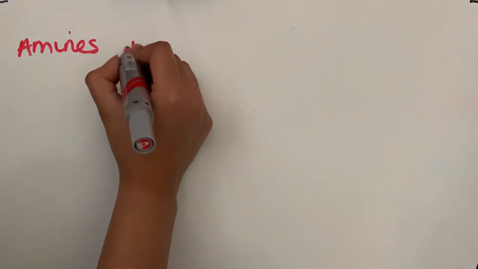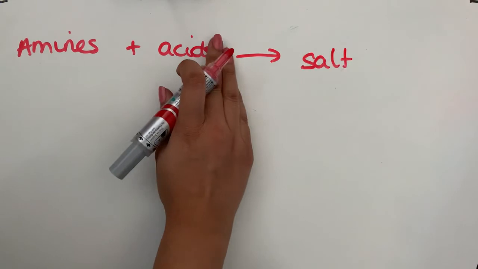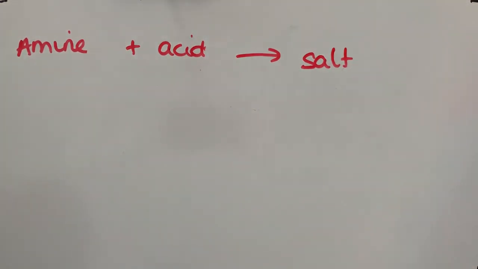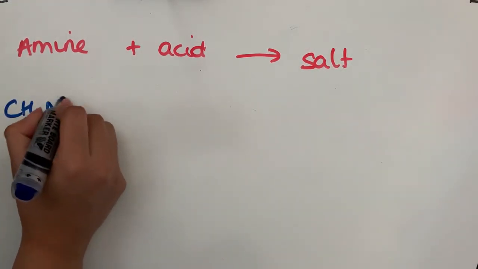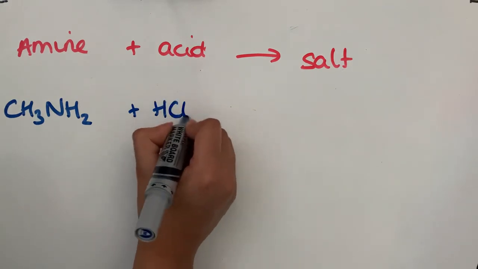I'm just going to do that generic kind of equation here. So amines can react with acids to form salts. I should have done amine plus acid, singular. So amine plus acid forms a salt. Let's now do an example of that. The amine that I'm going to choose, I'm just going to stick with methylamine, CH3NH2, reacting with an acid, so I'm going to react that with HCl.